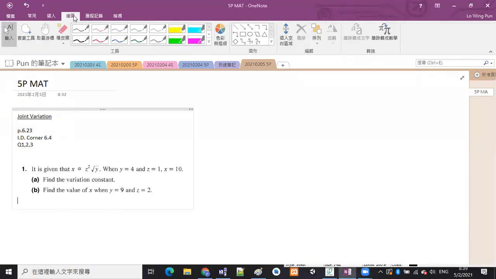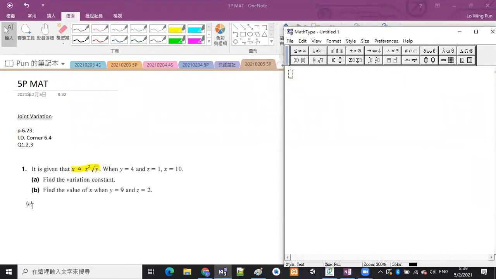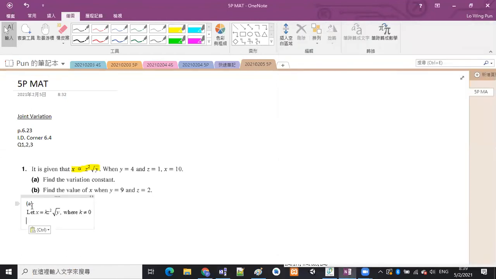Okay, you just highlight this sentence, and then in part A, you will let the equation first. So this time x is the subject, and it is equal to. So there is no fraction here. X symbol this, just k times this z square times square root y, and then where k is not equal to 0. This is the first line. Is it okay?